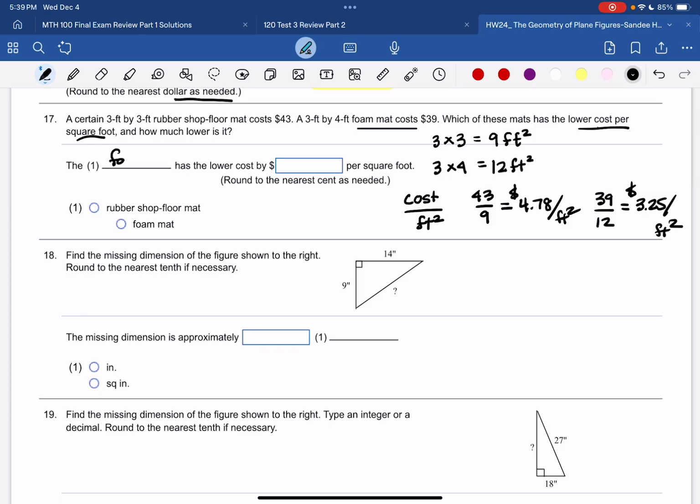So the foam has a lower cost by how much? Well, 4.78 minus 3 1/4. You save $1.53 per square foot. So the foam mat is cheaper by $1.53 per square foot.